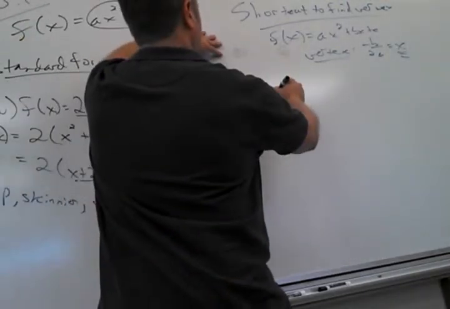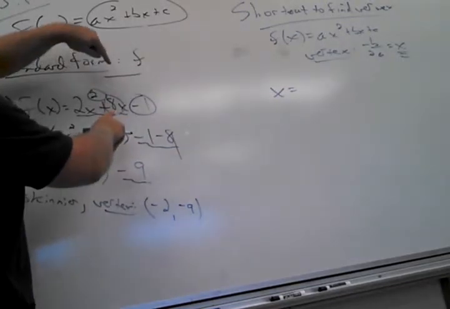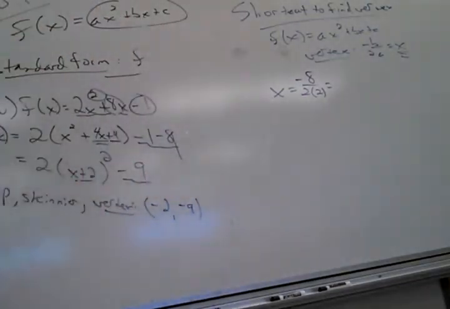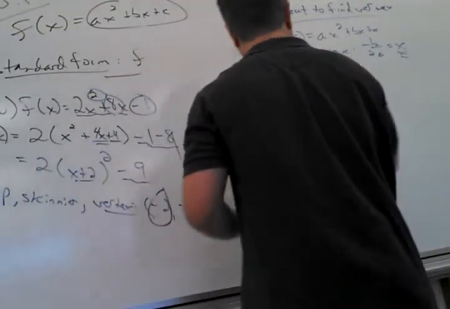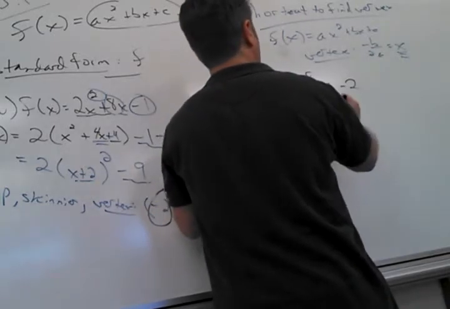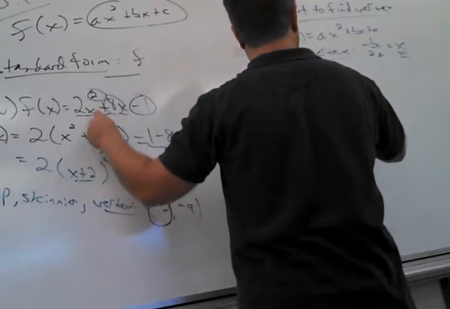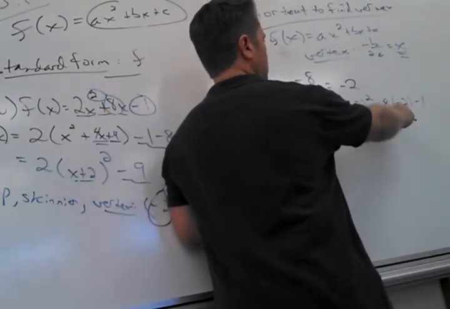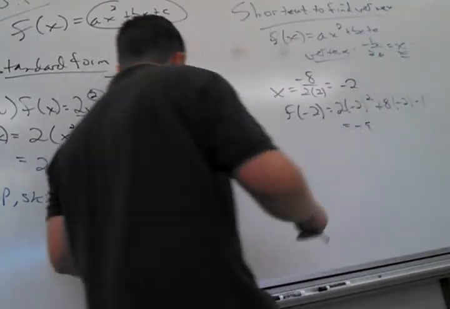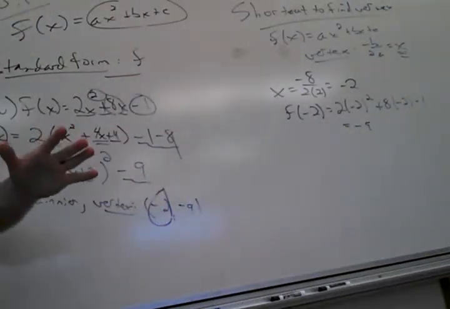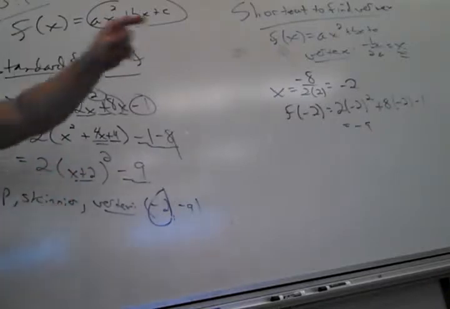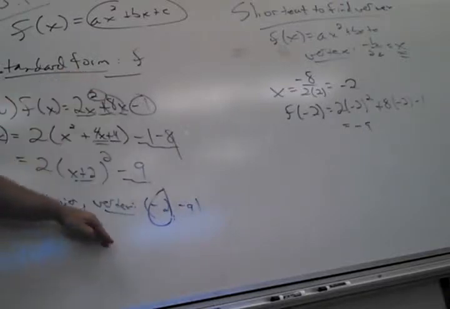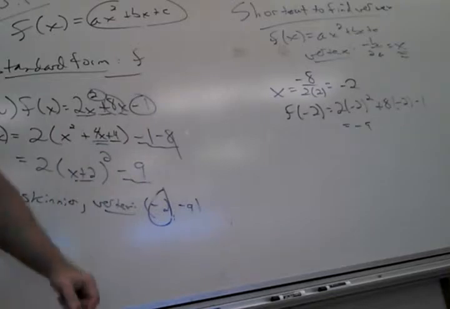What would the shortcut say about this guy? x equals negative b, negative 8, over twice a. Yeah, negative 8 divided by 4 is negative 2. Looks good so far. And if I plug negative 2 into this guy, it'll be twice negative 2 squared plus 8 times negative 2 minus 1. I get 4 times 2 is 8, minus 16 is negative 8, minus 1 is negative 9. I think we all agree that that was definitely a lot shorter than that was, right? Maybe not in the amount of paper taken, but definitely in work done. Maybe.